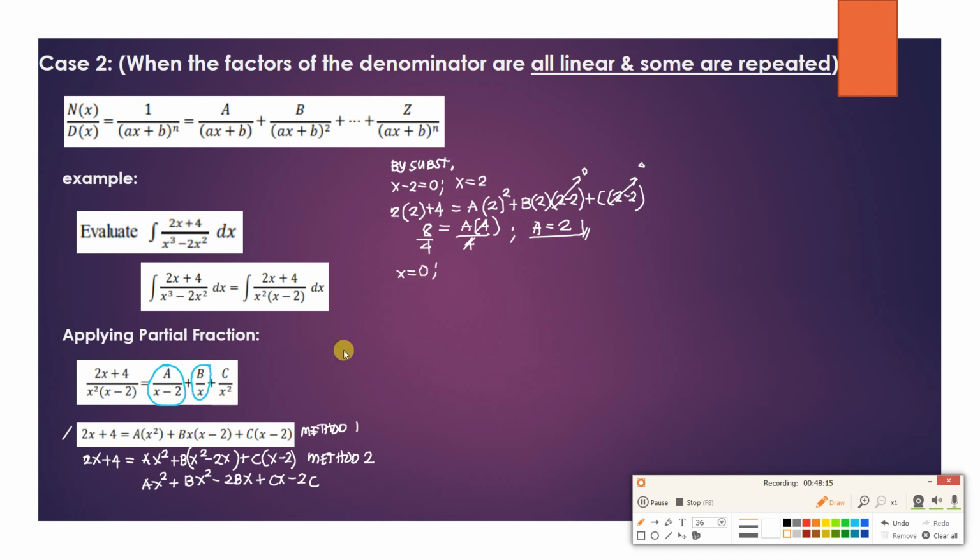So, substituting x equals to 0 from method 1 or form 1 to x, where x is 0, plus 4 equals a x squared or 0 squared plus b times 0 times 0 minus 2 plus c times 0 minus 2. Okay, so this is just 4 equals, this is 0, 0 na rin. So c times negative 2 or negative 2c. Okay, divide both sides by negative 2. Negative 2, cancel. So, we have c equals 4 divided by negative 2 is negative 2. Okay, do you follow? Good.